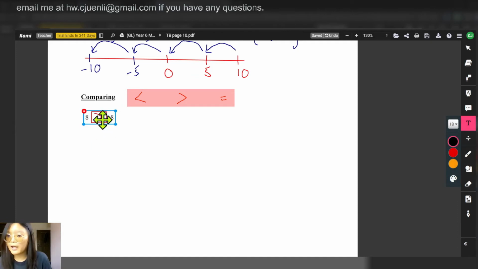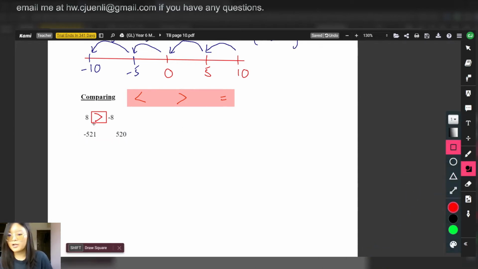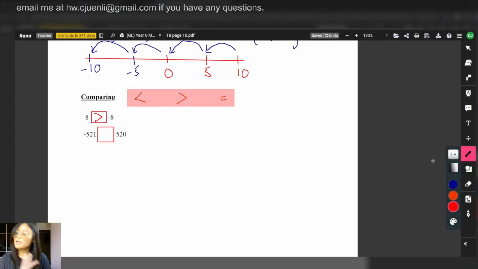Now let me give you another example. Let's say a slightly bigger one, negative 521, and we have 520. Let me draw a box so that you can see what we should put in here. It's not a must to draw the box, but just imagine that it's a question. So 520 is a positive number, whereas negative 521 is a negative number. So we know positive is actually bigger than negative. So we're going to do it the other side right now, like so.